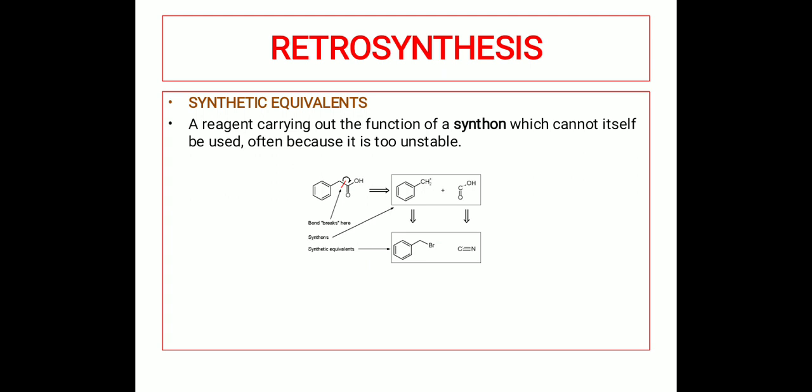See, for the benzyl radical, that is the benzyl cation, a suitable reagent is again going to be a benzyl bromide. Benzyl bromide is going to be a suitable reagent. That is the synthetic equivalent for the benzyl cation. And here we have COOH. See, COOH is always a weak acid when you compare it with HCl and HNO3, etc. COOH is considered to be a weak acid.